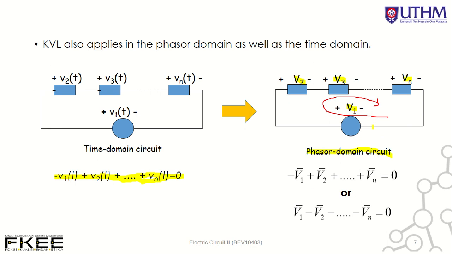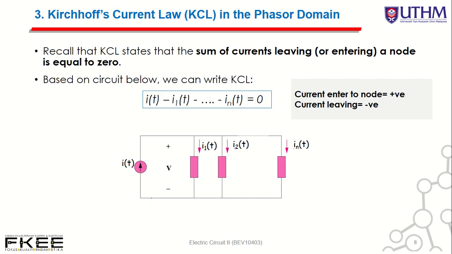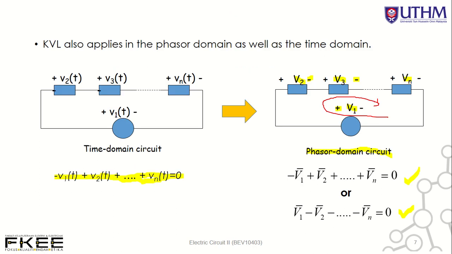Or you can write it starting with the output: positive V1, and then minus V2, then minus V3, and then minus Vn equal to 0. You can choose either the first approach or the second approach, it is up to you. That's the important concept, KVL, Kirchhoff voltage law, that you have to understand.